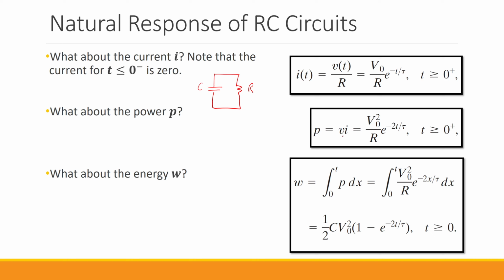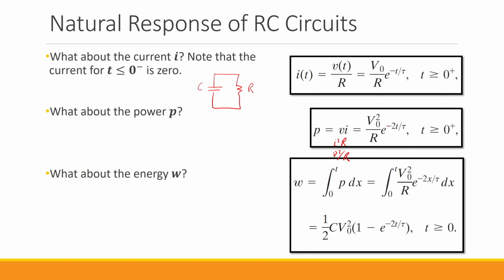For the equation for the power, we had several variations. So one was VI. We can also use I squared R, and also we can use V squared over R. So any of these is fine. But if you use the equation, the power is going to be V0 squared over R multiplied by e to the negative 2t over tau.